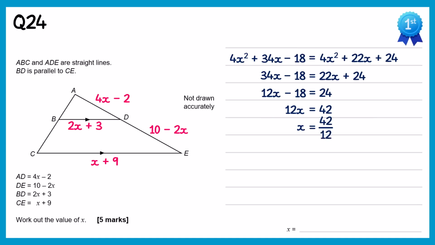This fraction will simplify. We can divide both of these by 2 to get 21 over 6. And then if we write this as a mixed number, 3 6s go into 21, that's 18, so there must be 3 more left over, and the denominator is 6. So it's 3 and 3 over 6, but 3 over 6 simplifies to a half, so it's 3 and a half, or 3.5.